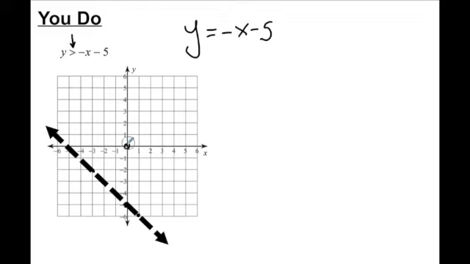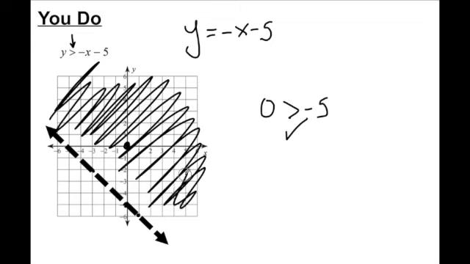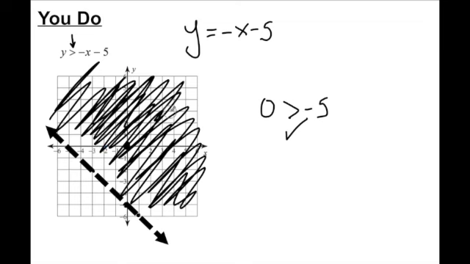Okay, since (0, 0) is not on the line, we'll choose (0, 0), and I get 0 is more than negative 5, which is true. So I'm going to shade on the same side as (0, 0).